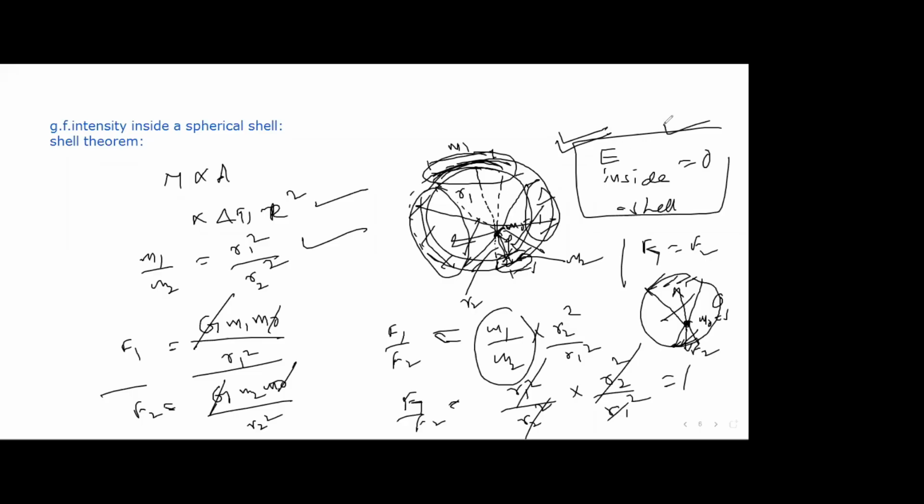That's what the intensity of the gravitational field inside a spherical shell is equal to: 0. And therefore, at any interior point the gravitational field intensity is equal to 0. Okay, this is what the shell theorem is.